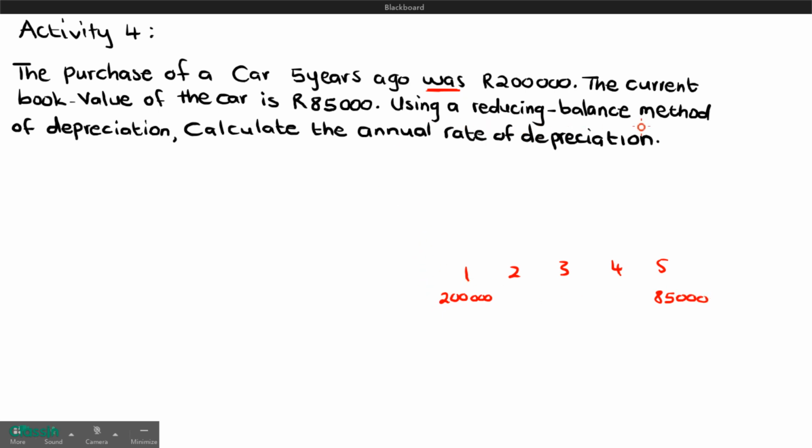So using a reducing balance method of depreciation, calculate the annual rate. What are we calculating? We are calculating the rate. And then we said that R is our rate. So meaning that from here to there, if you check the value, it was 200,000, but now it's 85,000. What happened? The value has decreased. Now it means that we are going to use a negative because it is depreciation.